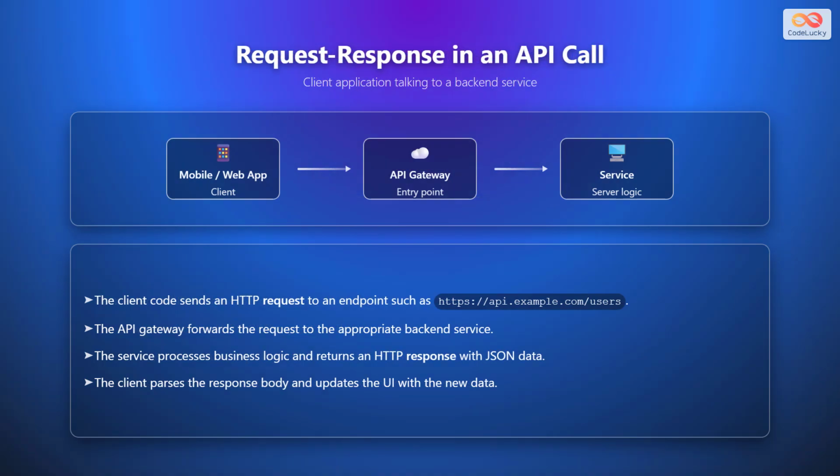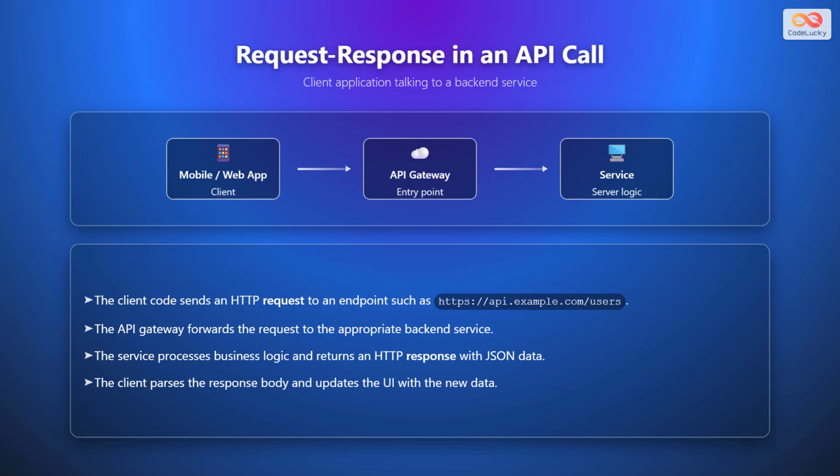APIs, or application programming interfaces, also use the request-response model. Here is how it works. A mobile app or web application needs data, so it sends an HTTP request to an API endpoint, such as https://api.example.com/users. The request reaches the API gateway, which is an entry point that routes the request to the appropriate backend service. The backend service processes the request.